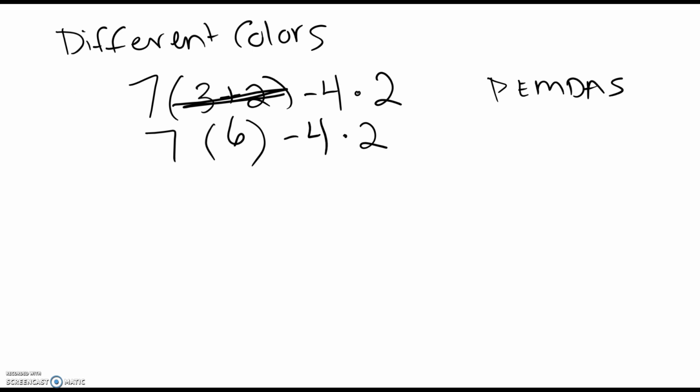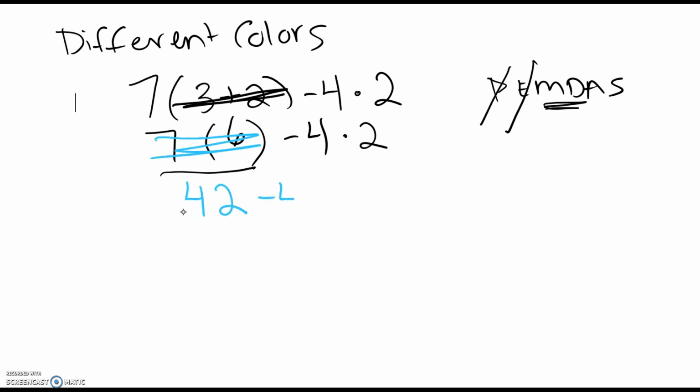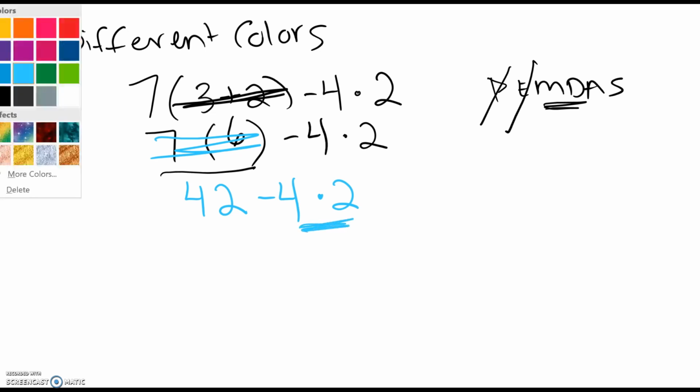Next, I'm going to go through, do I have any parentheses left? No. Do I have any exponents left? No. So now I'm looking at multiplication and division left to right. Okay, I've got multiplication, 7 times 6. Ooh, that's bright. 7 times 6 is 42 minus 4 times 2. Okay, so what's my next step? Well, multiplication right here. That's going to be my next layer.